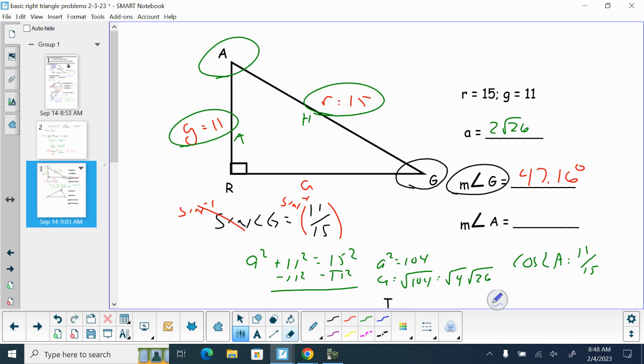To get rid of cosine, we take the inverse cosine. So we have the inverse cosine of 11 divided by 15. We should come down to 42.83. And if I take these two, they should add up to something very close to 90 degrees.